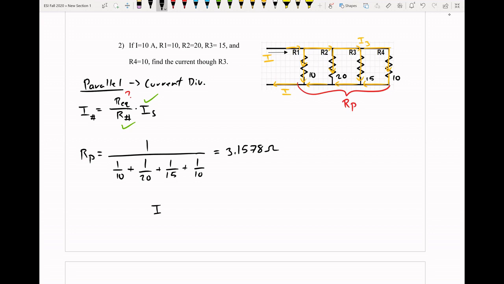So all we need to do now is write this into our equation. I of 3 is just going to be equal to 3.1578 ohms over 15 ohms times 10 amps. And this will give us 2.105 amps for I3.